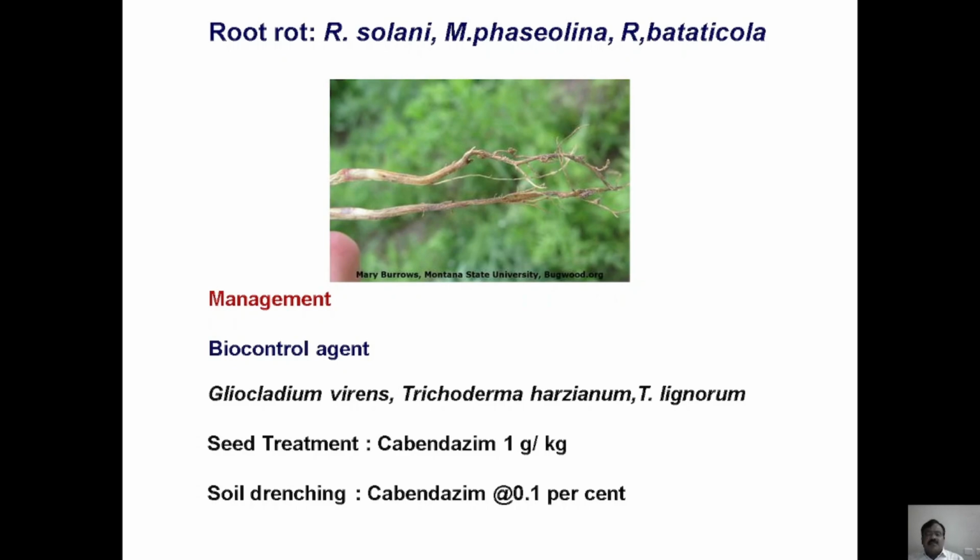To manage these root rot pathogens, better go for a soil application of biocontrol agents like Gliocladium virens, Trichoderma harzianum, Trichoderma lignorum, Trichoderma asperellum, etc. And for chemical management, before sowing, treat the seeds with carbendazim at the rate of 1 gram per kg, or during plant growth if the symptom occurs, apply carbendazim at the rate of 0.1% to reduce the incidence. Especially it has to be applied by the drenching method.